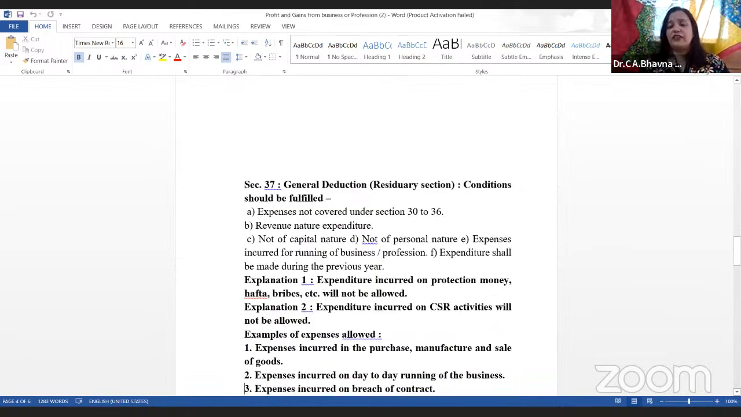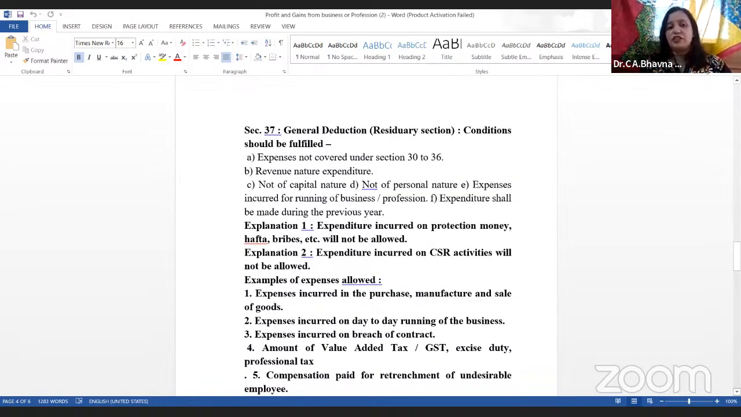there is section 37, which are the general deduction. With these, there are certain expenditures which are allowed from the business. यहाँ पे आपको लॉजिक लगाना है. लॉजिक क्या लगाना है कि आपको देखना है कि ये एक्सपेंडिचर बिजनेस से रिलेटेड है तो उसको हम अलाउ करेंगे. And it should be of the revenue in nature and it should not be of the personal nature.